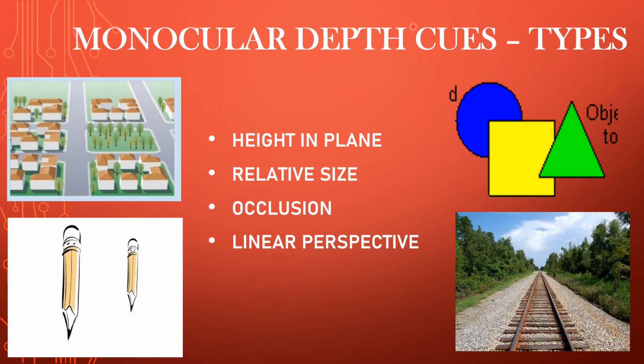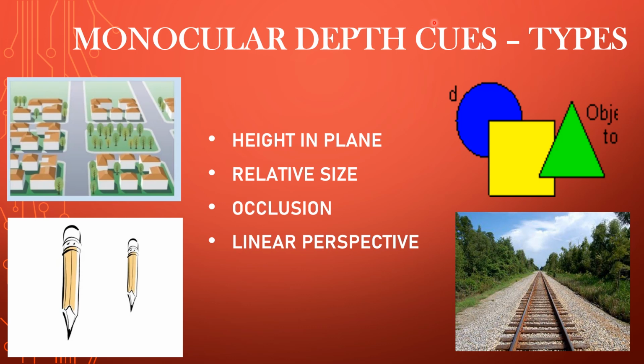Next is relative size. Consider this example. Here, two pencils are there. The one which appears larger seems to be closer to us. And the other pencil which appears to be smaller, we feel like it is far away from us. So, a bigger size image makes us perceive that the object is closer to us, and the same thing with a smaller size will give a feel, or we perceive it as far away from us. So that is the relative size.